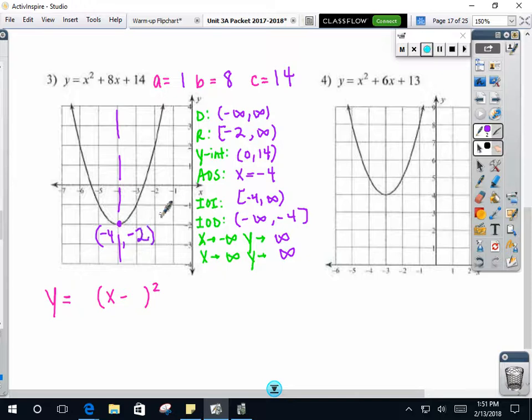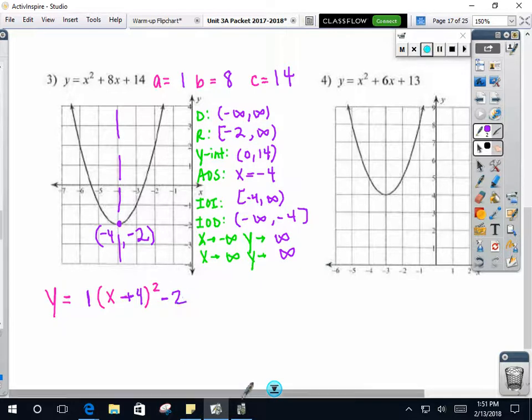I'm trying to teach. Okay, so the A value is 1, so it's still 1 in vertex form. If I plug in this H value of -4, what happens right there? It becomes a +4. Make sure you figure out what the homework is, because there's homework. Okay, and then what's the K? So -2.